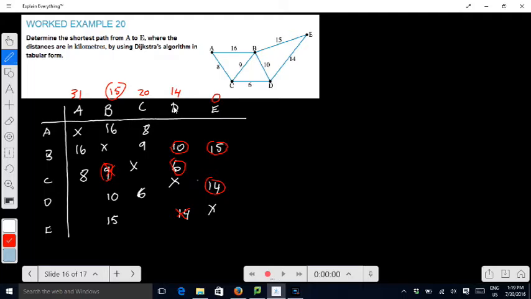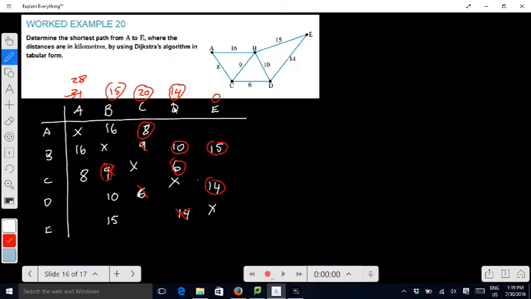The next lowest is C. Oops, we've already done that one. So next one is C. Going down is 8 to A, so 20 and 8 is 28. And since this is lower than 31, we replace it with the 28. And we've already been to B, and we've already done D.